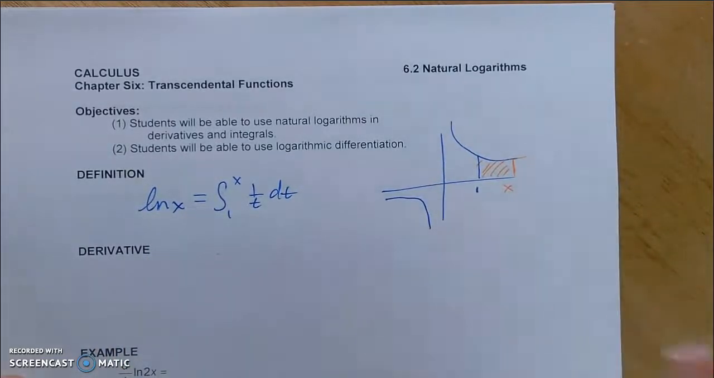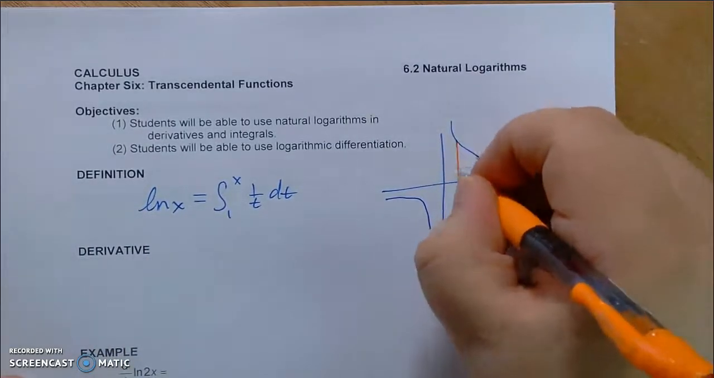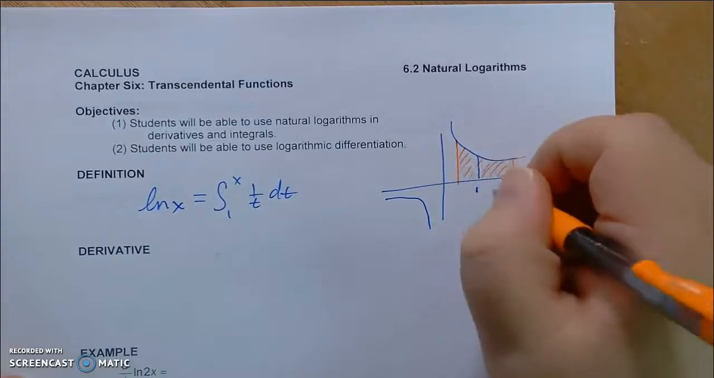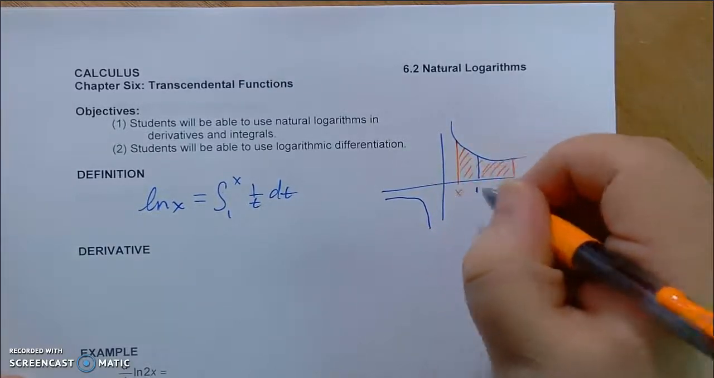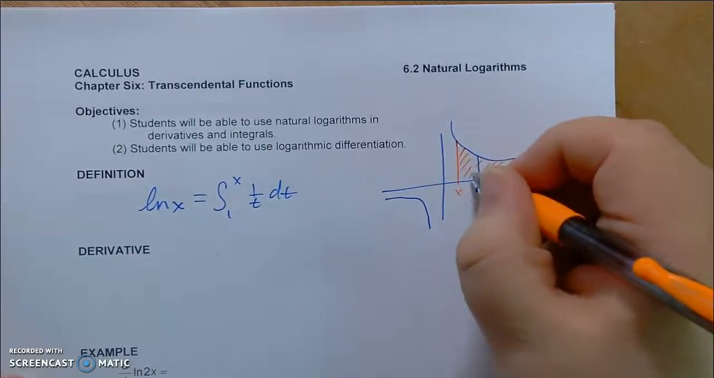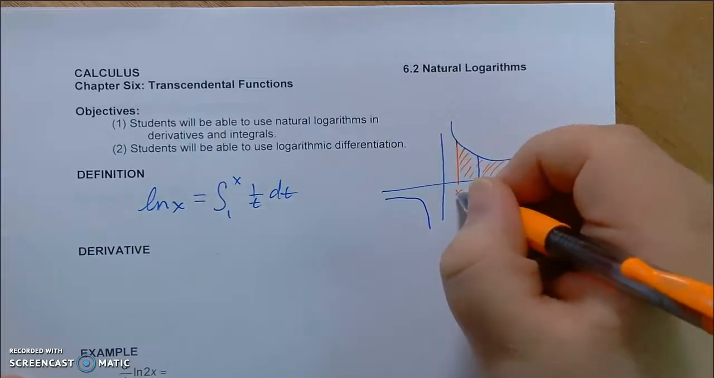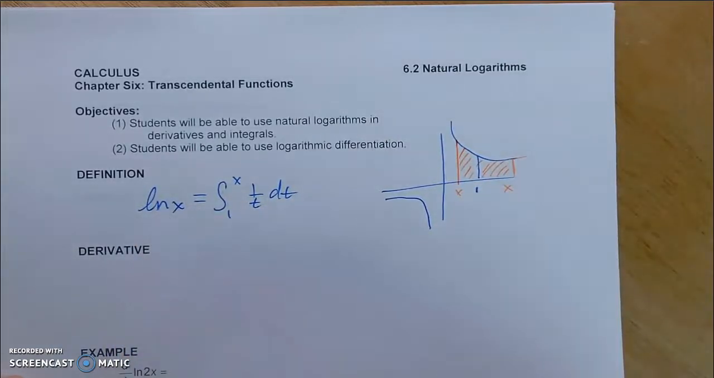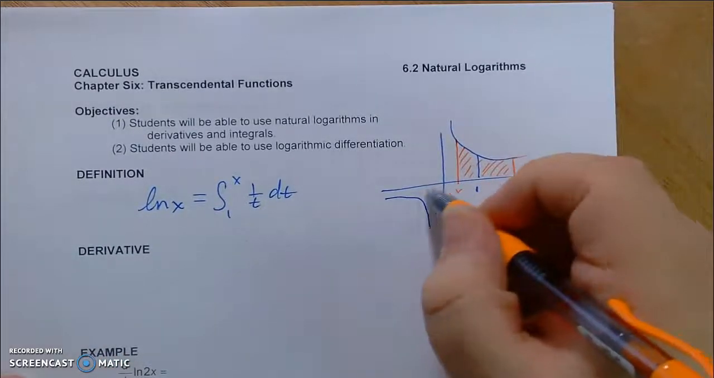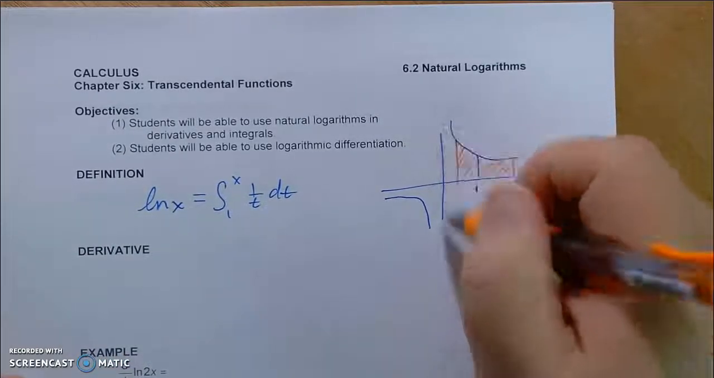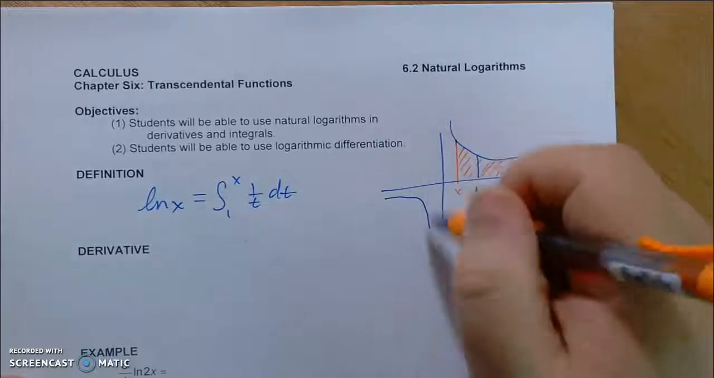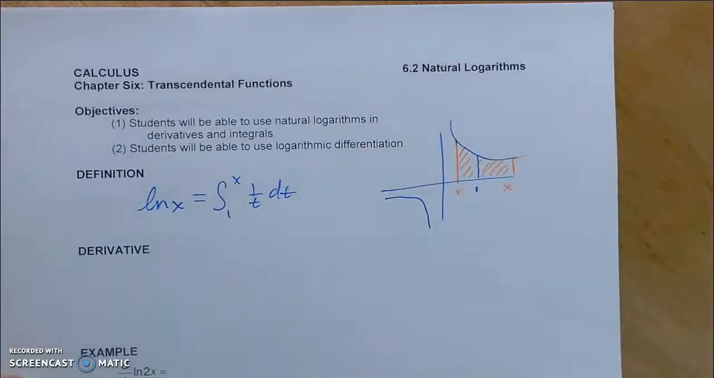We're used to that. If it goes backwards, then we have a negative. If x is over here, we have a negative area because we went backwards from 1 to x. That would give us a negative logarithm. So anything less than 1 would be a negative logarithm. And of course, we can't go to 0 because there's an asymptote here, and we can't go past that because then we have a discontinuity.